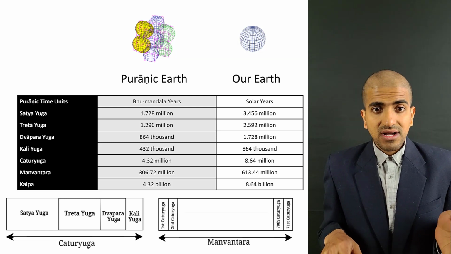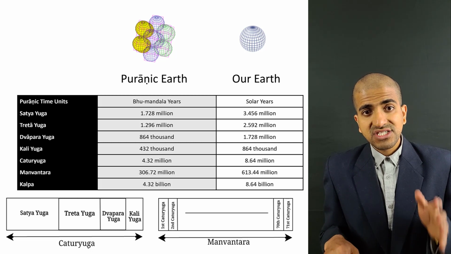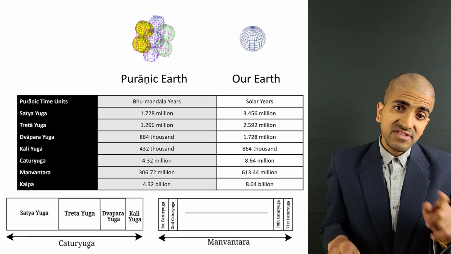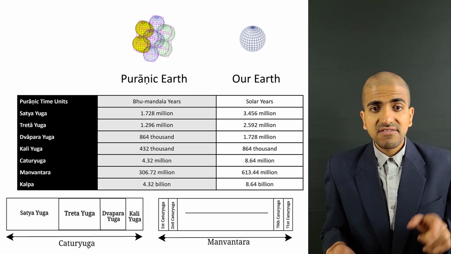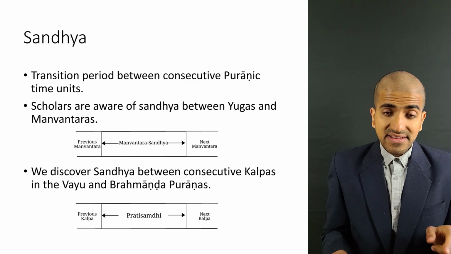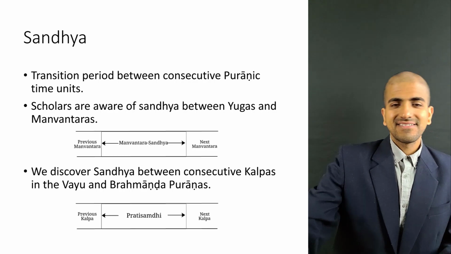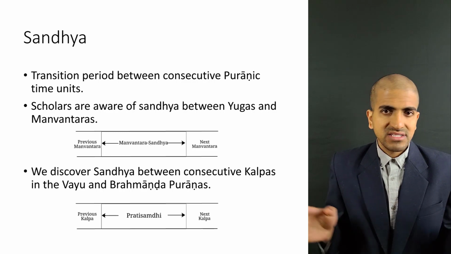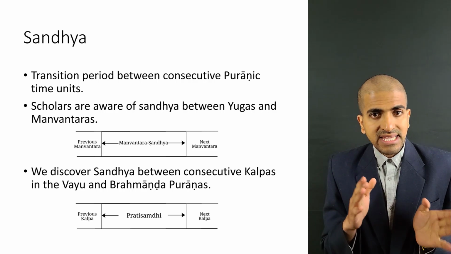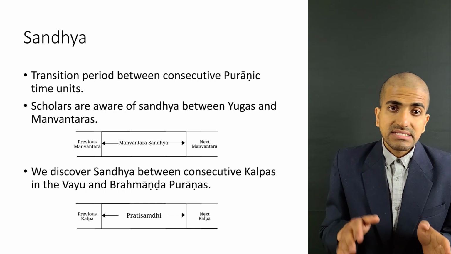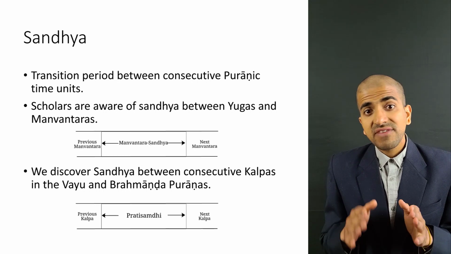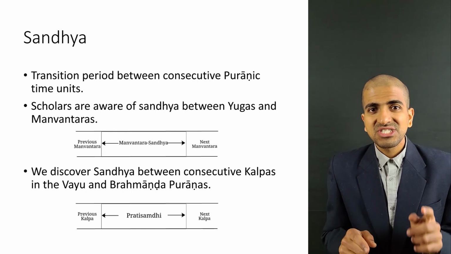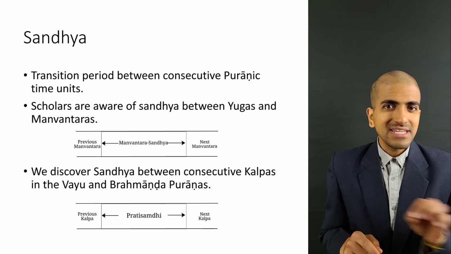Next Puranic time unit is the Chaturyuga. The combination of a Kali, Dwapara, Treta and Satya form a Chaturyuga, which is 8.64 million solar years. 71 of these Chaturyugas make a Manvantara, and 14 of these Manvantaras make a Kalpa. Another aspect of Puranic time units is a Sandhya or Sandhyas. They are transition periods between each Puranic time unit. Every Yuga, such as Kali Yuga, Dwapara Yuga, has a Sandhya at the end and at the beginning of it. Similarly, at the end of each Manvantara, there is a Sandhya known as Manvantara Sandhya. And finally, there is a Sandhya between consecutive Kalpas, which is known as Pratisandhi.